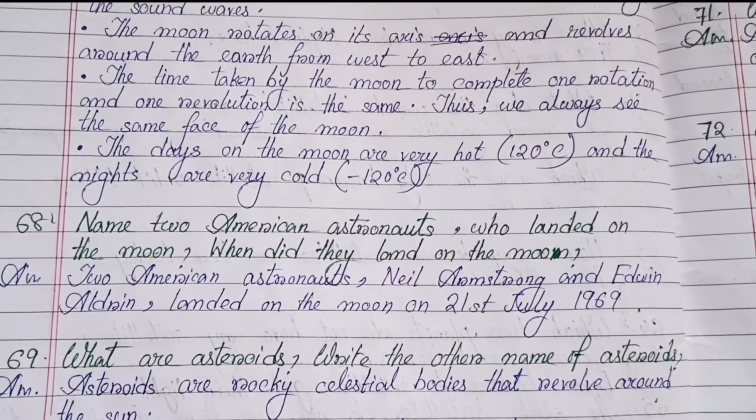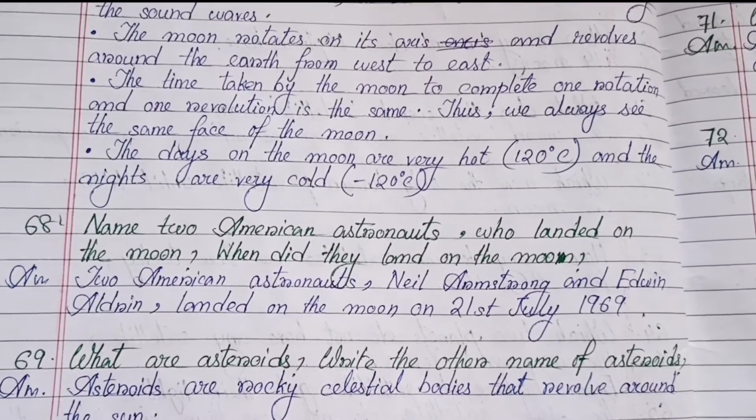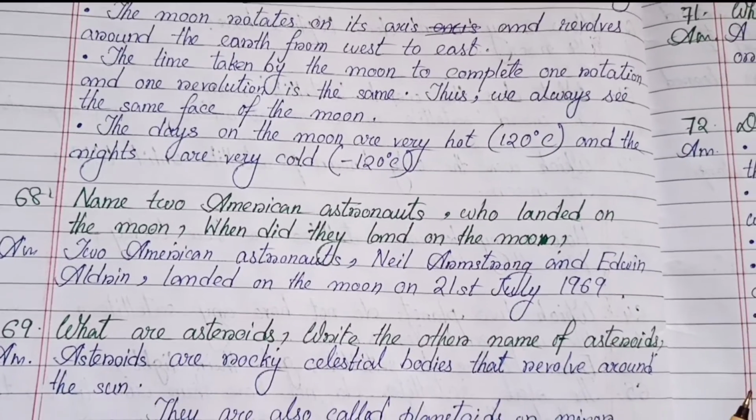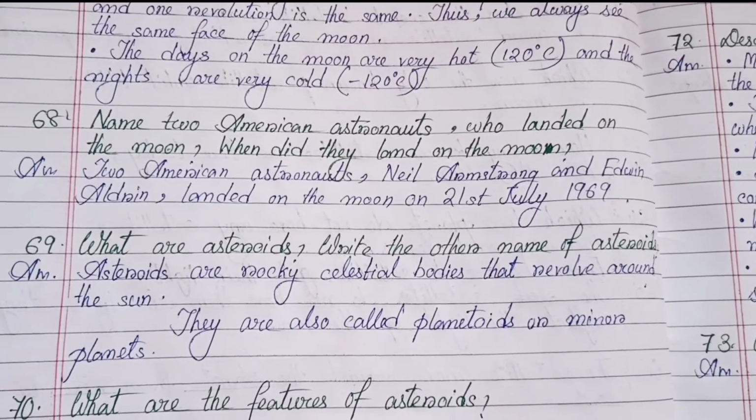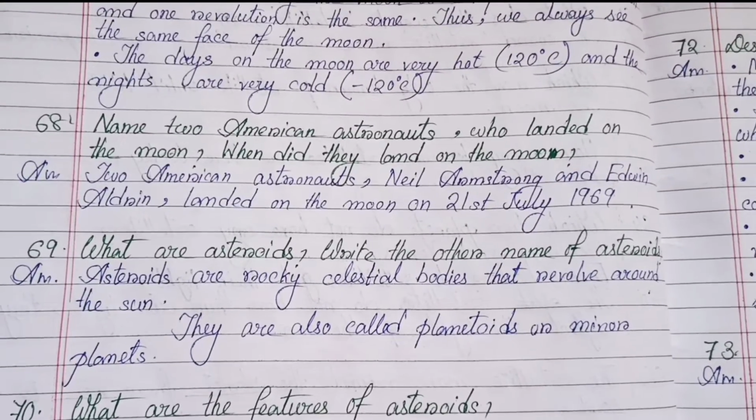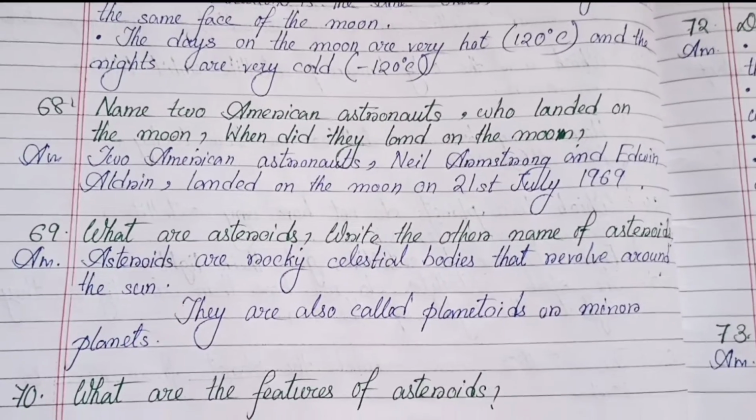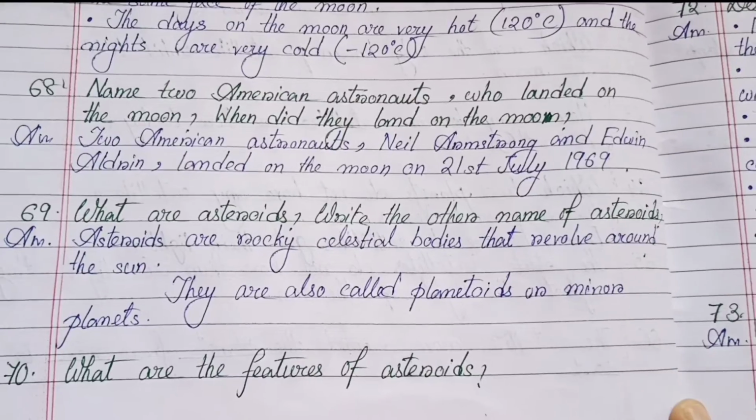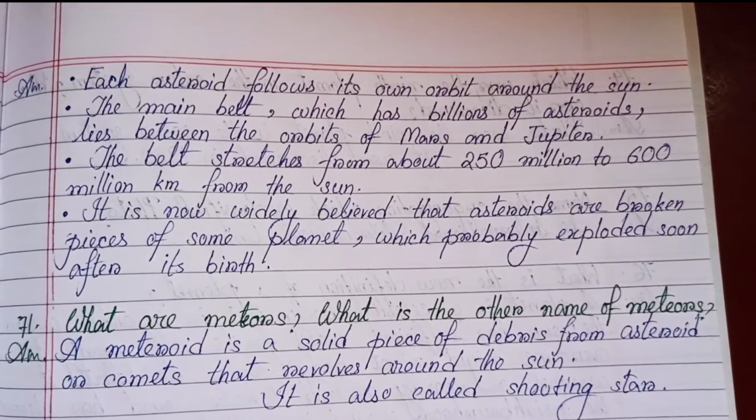Name two American astronauts who landed on the moon. When did they land on the moon? Two American astronauts, Neil Armstrong and Edwin Aldrin, landed on the moon on 21st July 1969. What are asteroids? Write the other names of asteroids. Asteroids are rocky celestial bodies that revolve around the sun. They are also called planetoids or minor planets. What are the features of asteroids? Each asteroid follows its own orbit around the sun.